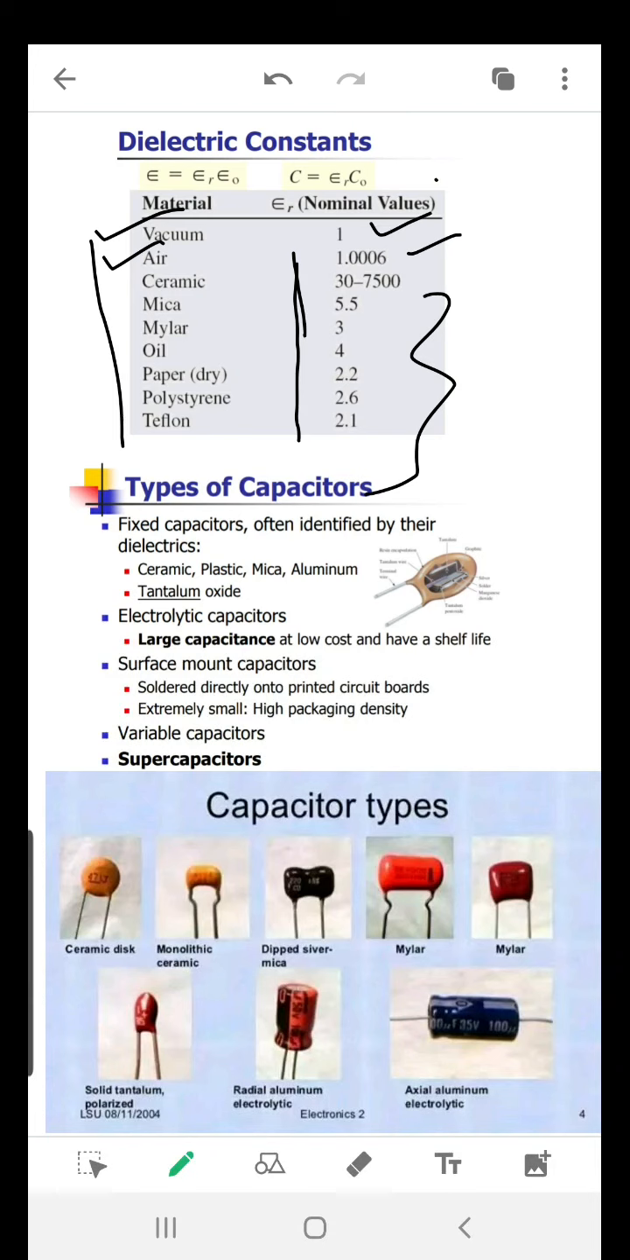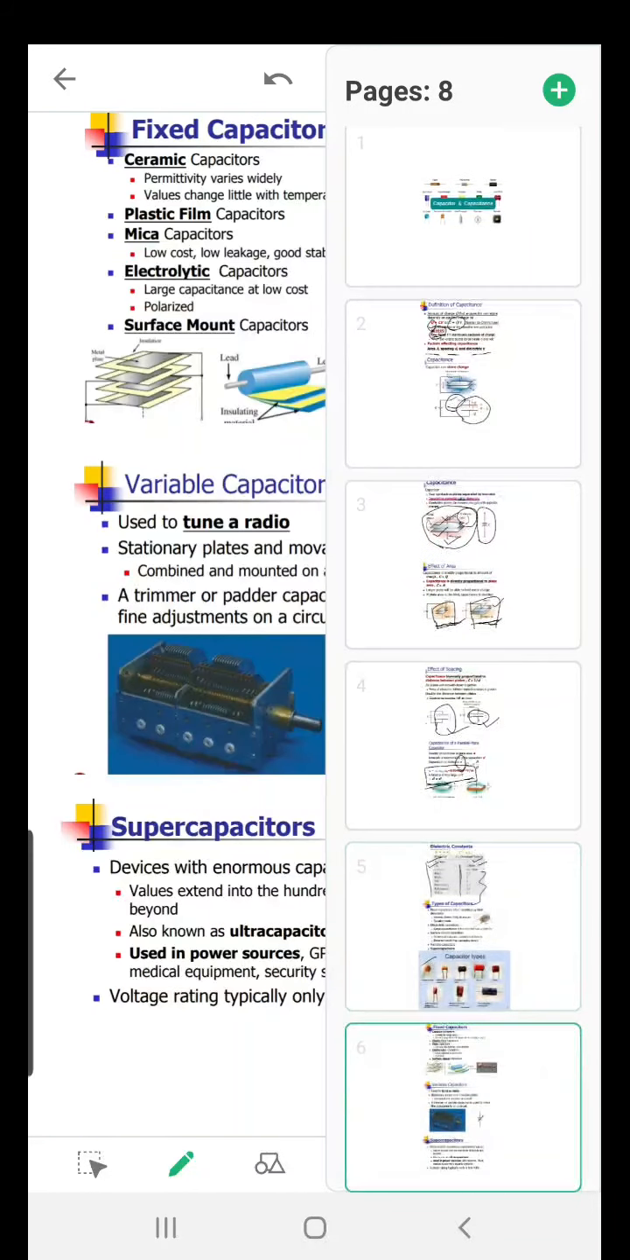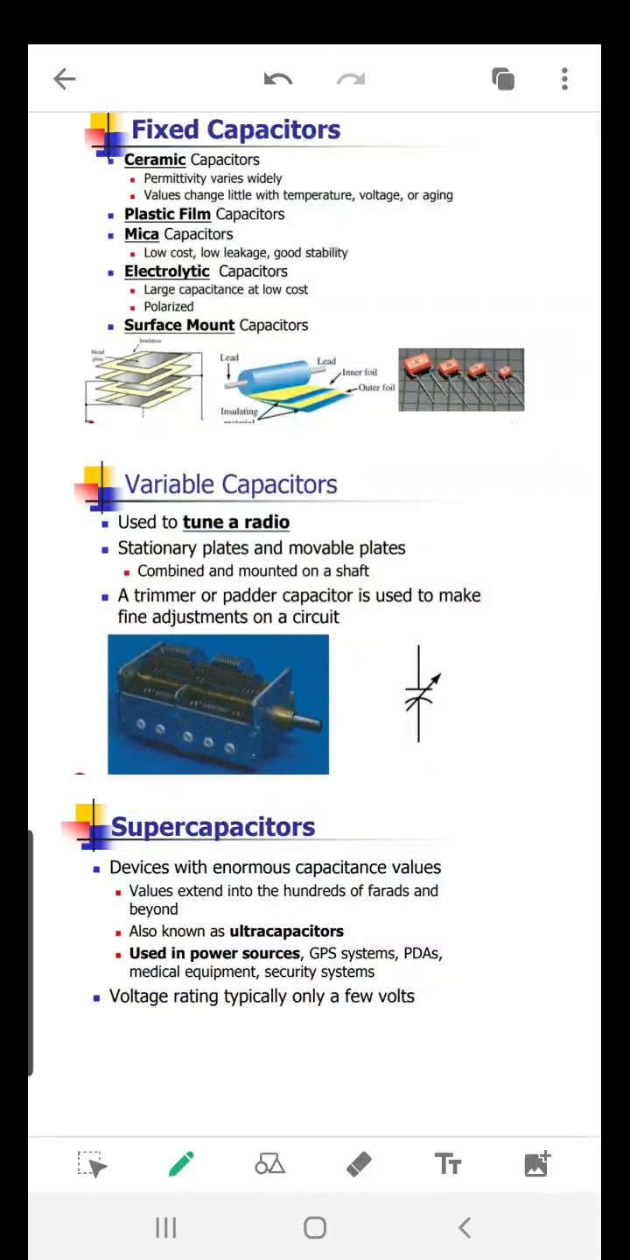Here we can see some of the capacitors. This is the ceramic one, and the other one also. These are the other capacitors. Then we come to the fixed type of capacitor. The ceramic capacitor, plastic film capacitor, mica capacitor, electrolytic capacitor, and the surface mount capacitors come under the fixed type capacitors.